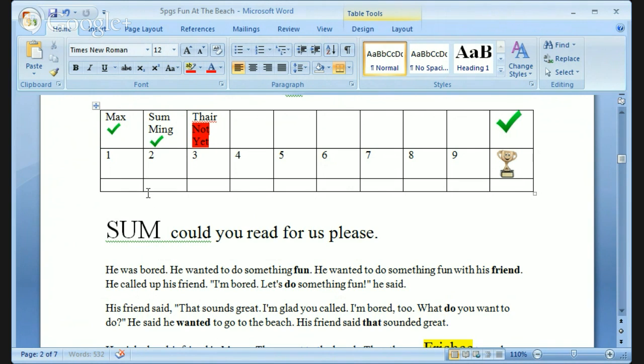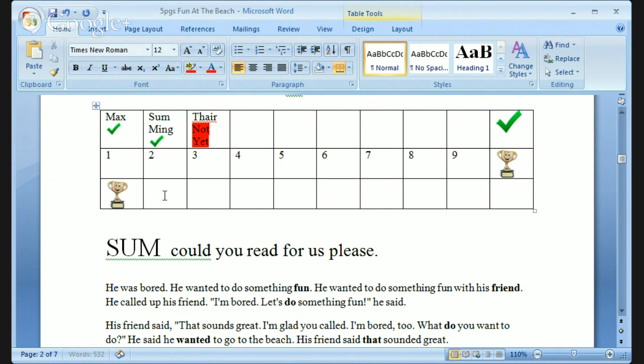No problem. Sun Ming, I want you to summarize the story. I want you to talk for 30 seconds. Talk until I ask you to stop, on the count of 3. 1, 2, 3.